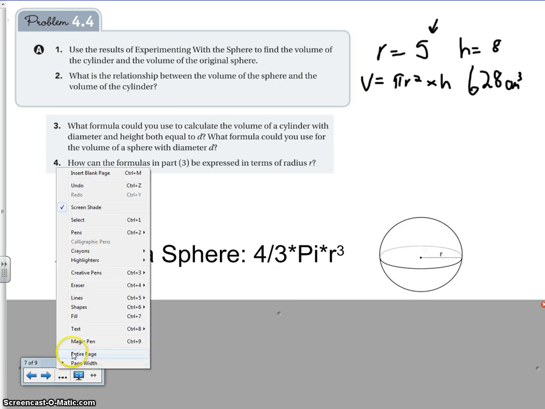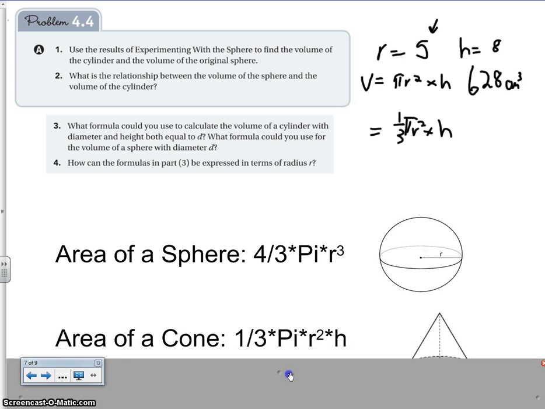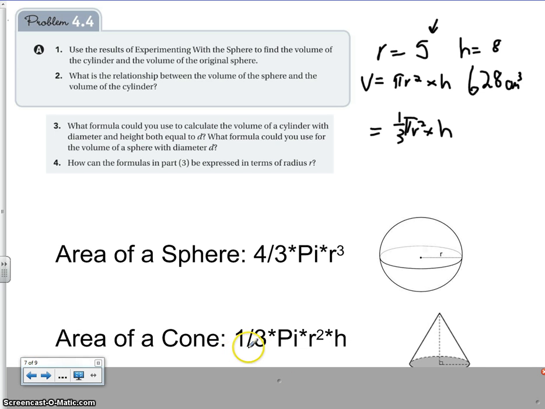Now remember, the cone we had said was 1/3 of the volume, so then we could plug that in. 1/3 pi r squared times height. So would that be enough information? I forgot the pi. r squared times height. And we look down here to the official formula, 1/3 pi r squared times height. And that is all you need to do for the cone.